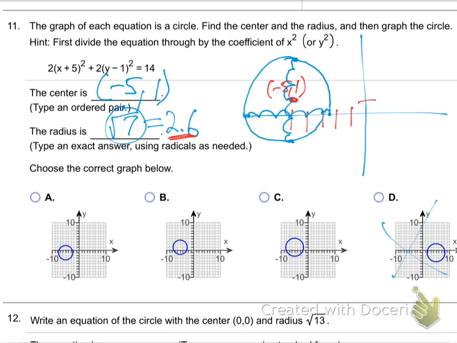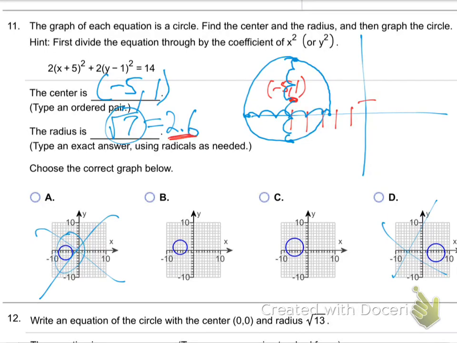Well, it's not D. That's in the wrong place completely. It's not A. See how it's below the axis? So it's either B or C. Hard for me to tell. I'm going to need to hone in a little bit better on them. They look very similar to me.